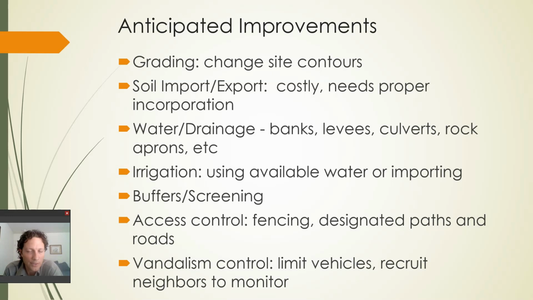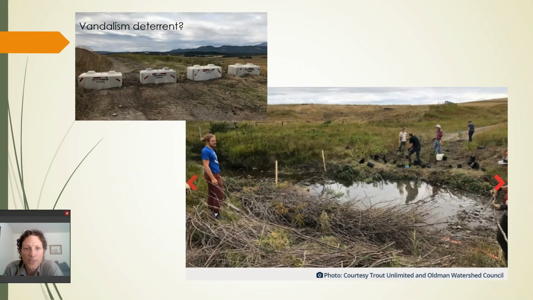Water and drainage, you'll hear a lot about that during this course. Irrigation as well. Buffers, we talked about that. Access control, we talked about that. Vandalism as well. Here's an example of a restoration that didn't go well. It was a small project. A watershed council was protecting a spring and a wetland, and they installed a lot of plantings. And they went so far as to put in some of those cement blocks to keep people from driving into the site and damaging it.